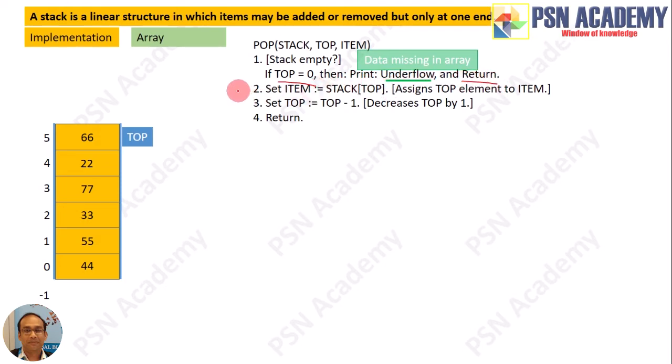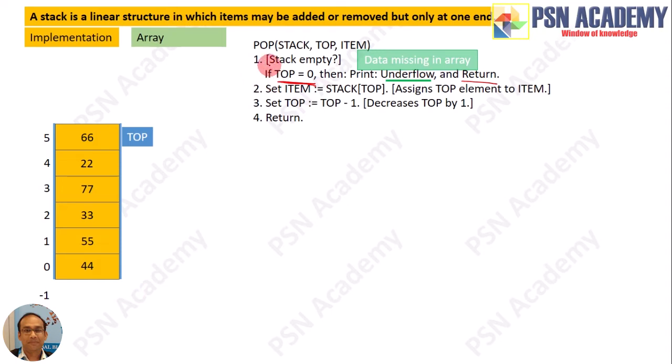Now I should remind you one thing: the algorithm says top is equal to 0 means the stack is empty, because the algorithm considers the stack's first element will be at index 1. But in our programming language, the index of an array starts from 0. So when the algorithm says top equal to 0, the stack is empty. But from the perspective of the programming language, the top will be -1 for indicating the stack is empty, right?